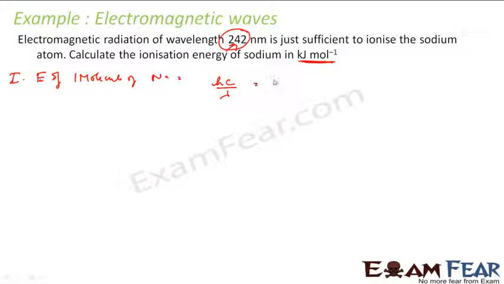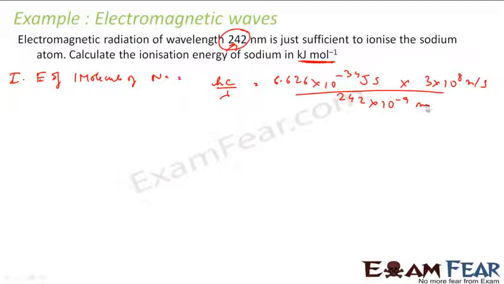Correct? Where h is my 6.626 into 10 to the power minus 34 joule second, c is 3 into 10 to the power 8 meter per second, and lambda is the wavelength, that is 242 nanometer, that is 10 to the power minus 9 meter. This is the ionization energy of one molecule of sodium.